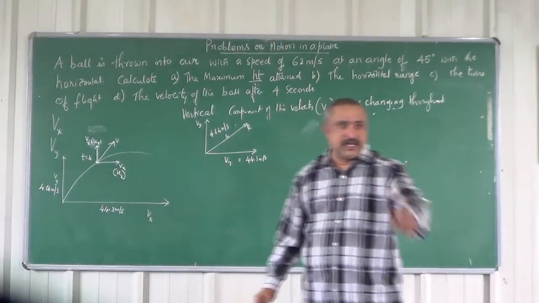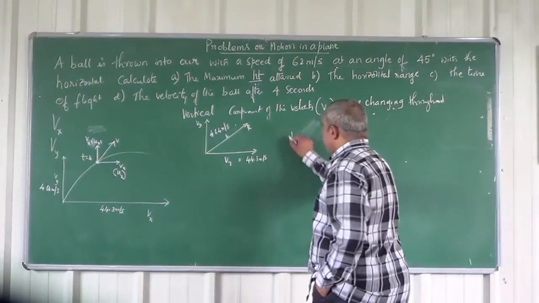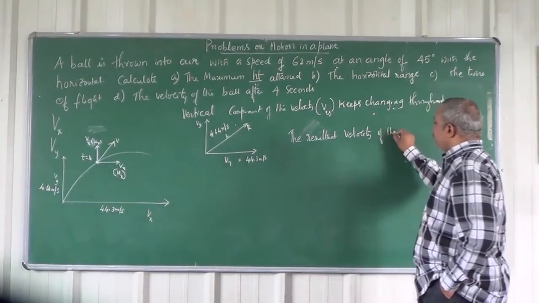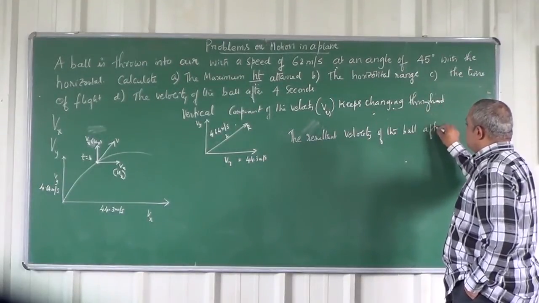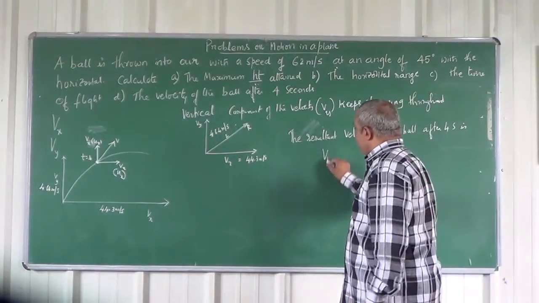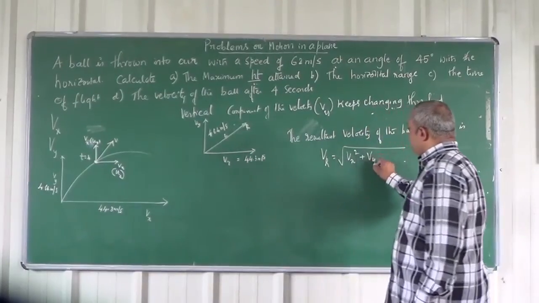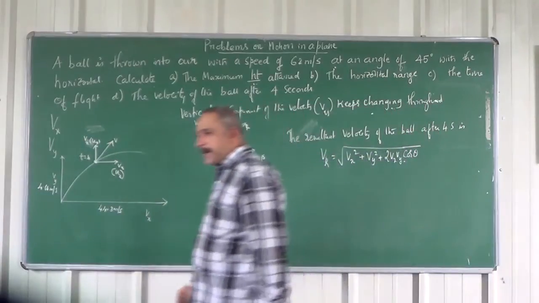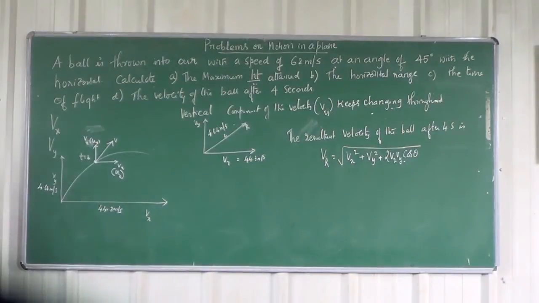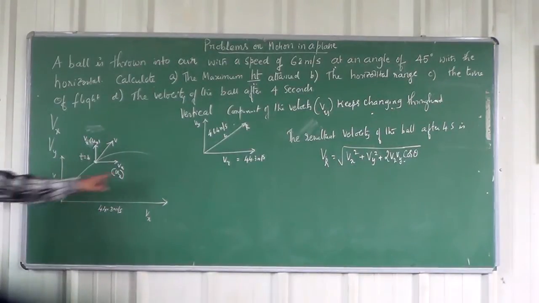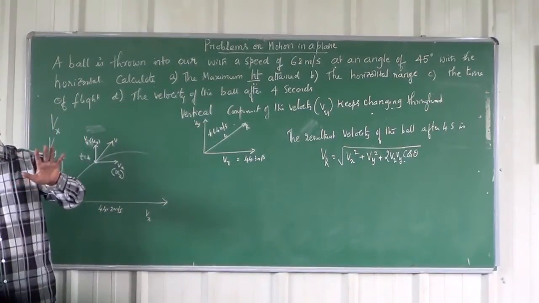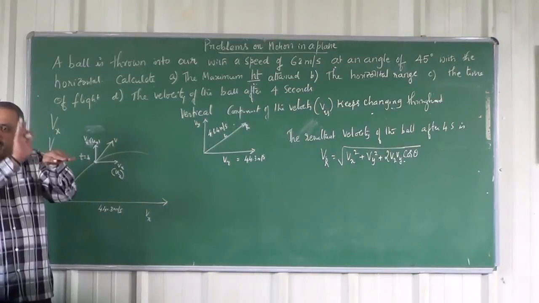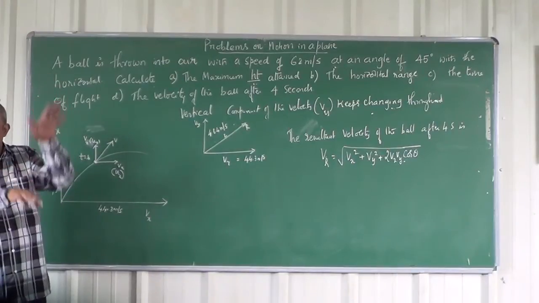Now write in the next line. The resultant velocity of the ball after 4 seconds is Vr, which is the square root of Vx square plus Vy square plus 2 Vx Vy cos theta. I want to make one more clarification here. What is the value of theta? Theta is 90 degrees because the angle between Vx and Vy is 90 degrees. 45 degrees is only the angle of projection. But how is Vx acting? Along the x-axis. How is Vy acting? Along the y-axis. So the angle between these two vectors is 90 degrees because they are acting along two perpendicular axes.